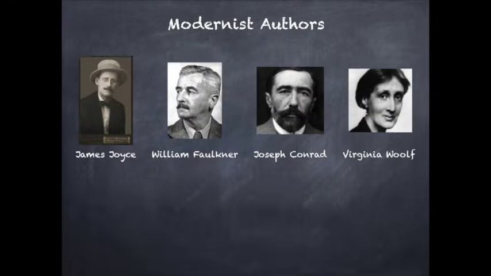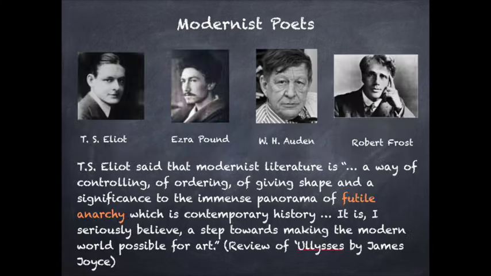Some of the famous modernist authors were James Joyce, William Faulkner, Joseph Conrad and Virginia Woolf. Now look, there are lots more, and my apologies to the ones that I've missed out. Again, a small sample of modernist poets, and there are some other great ones: T.S. Eliot, who we're going to look at quite a bit in this video, Ezra Pound, W.H. Auden and Robert Frost.